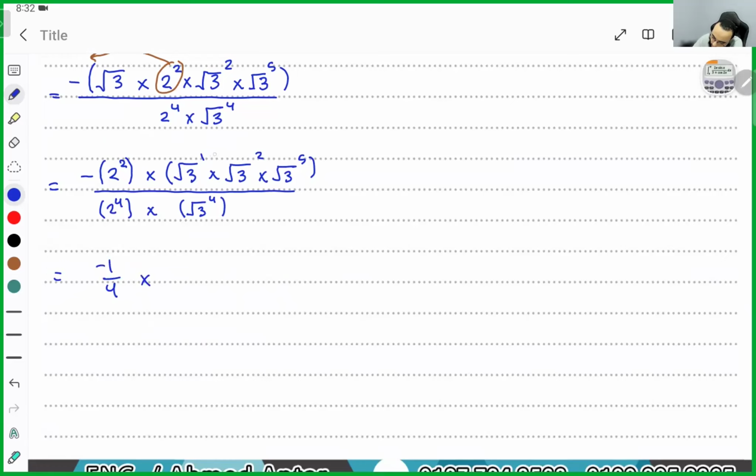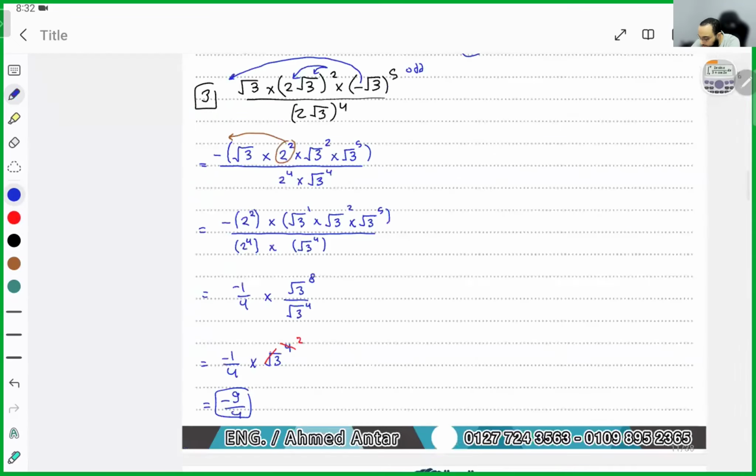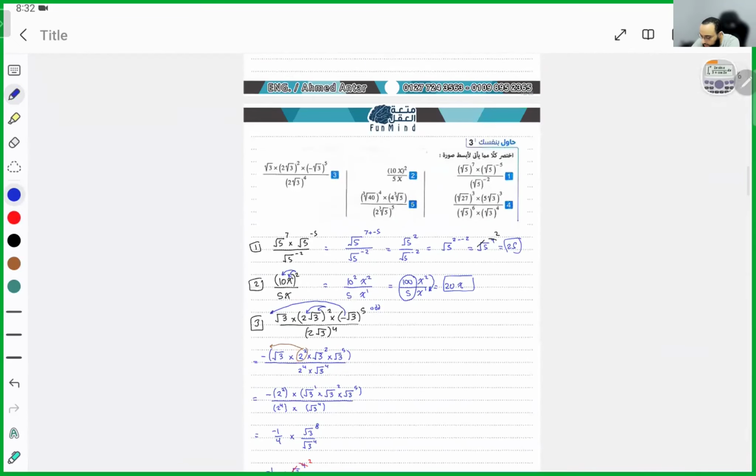Times root 3 power of what? Then 8, power 8 over root 3 power of 4. Which is root 3 power of 4. Root 3 power, half of the power, 2. 3 power of 2 is 9. Then it's going to be negative 9 over 4. Like the previous, I think it's the same question. Correct?